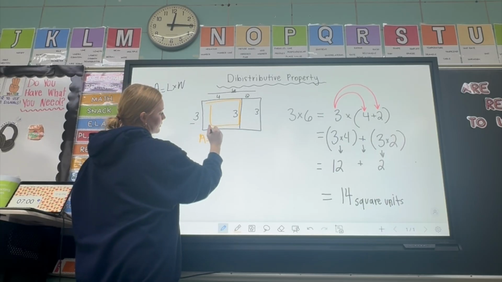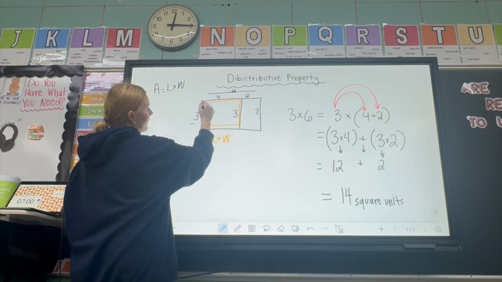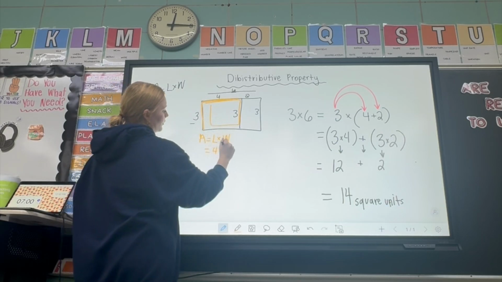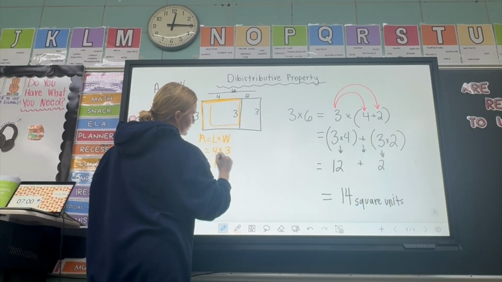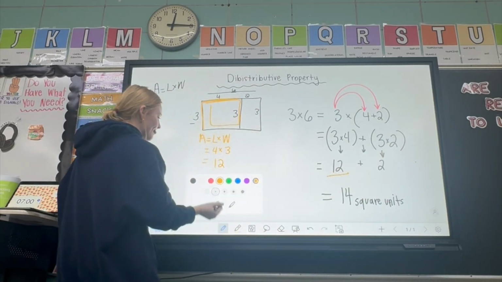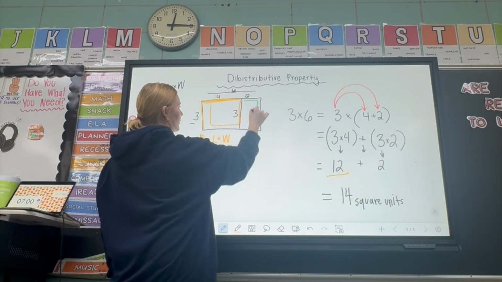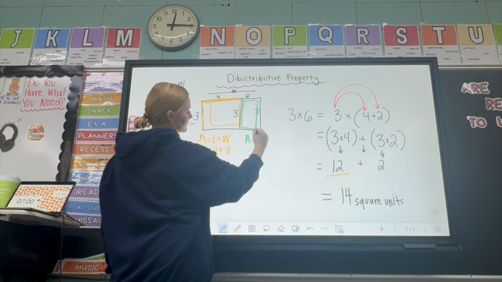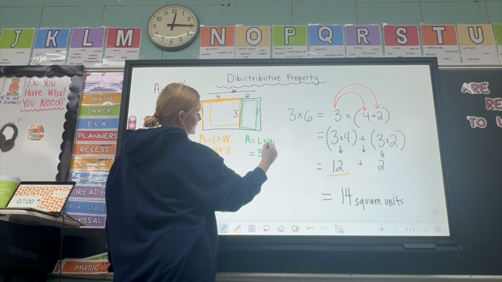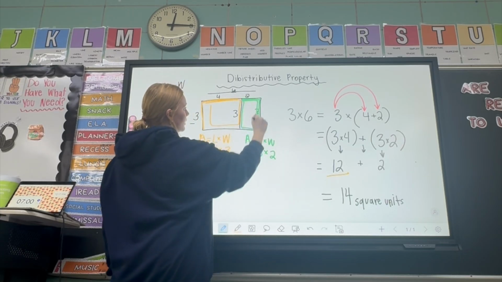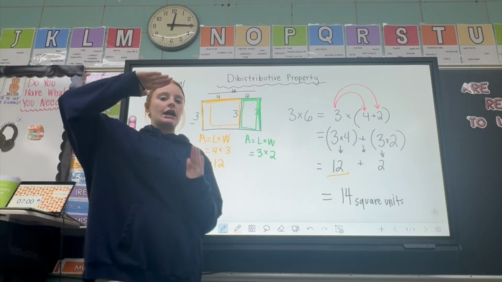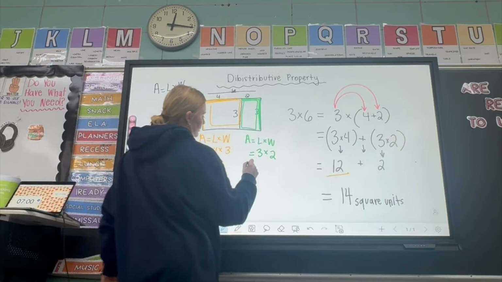So area equals length times width. I have my length, which is my longer side, of 4 times 3, and here I have 12. You're going to notice I also have 12 here. This box, when I find area, is going to equal 3 times 2. Remember, length and width are always going to be perpendicular to one another, so going in opposite directions. 3 times 2 equals 6.